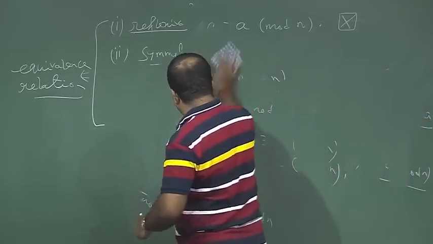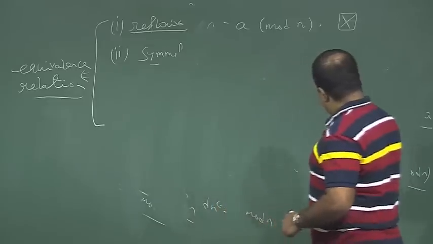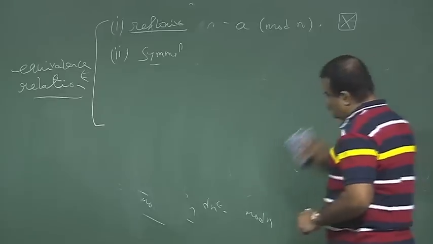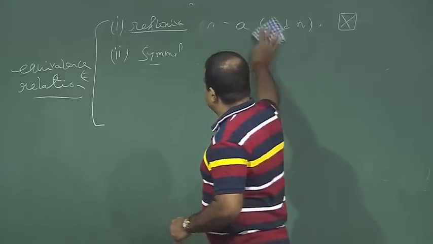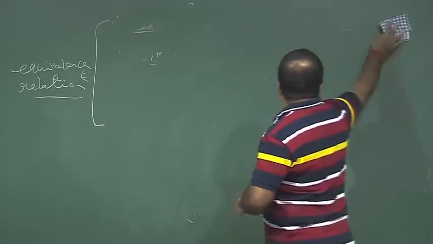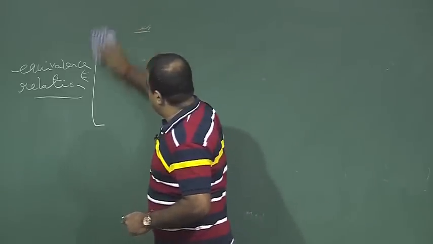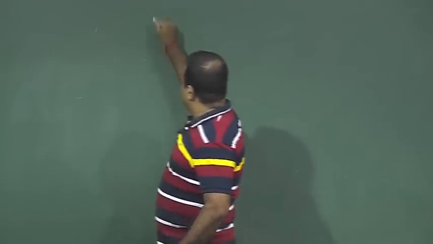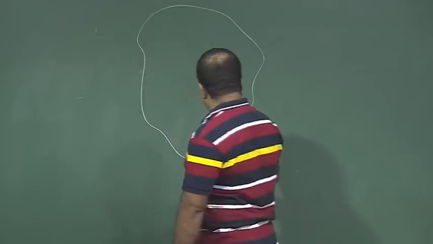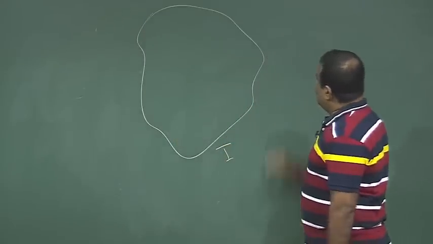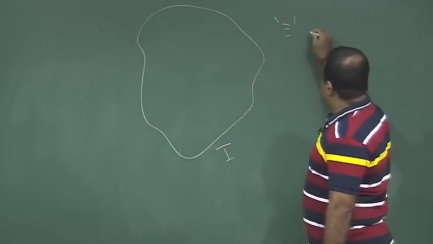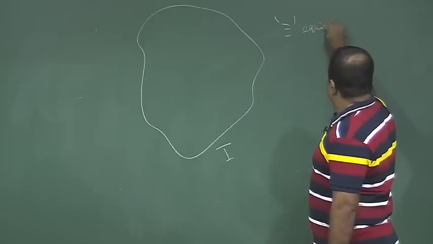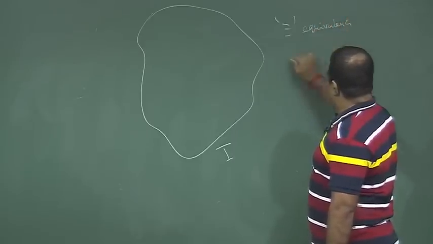If we have an equivalence relation, then it will partition the set into equivalence classes, so that in each class the elements are related to each other. Basically, this will partition the set. Our set is the set of integers, the integer set I, and this is an equivalence relation, as we have just seen. This is the equivalence relation mod n.